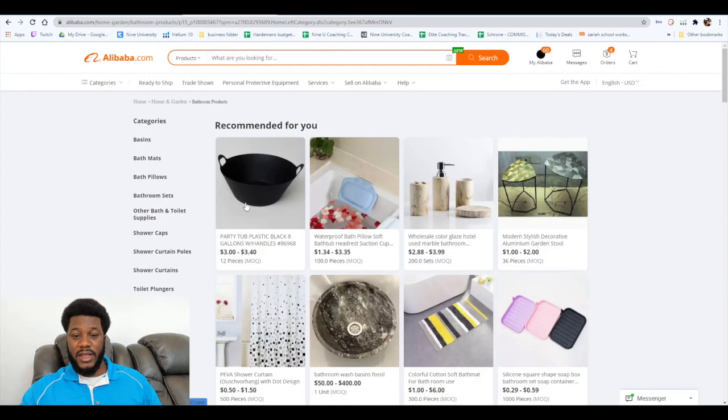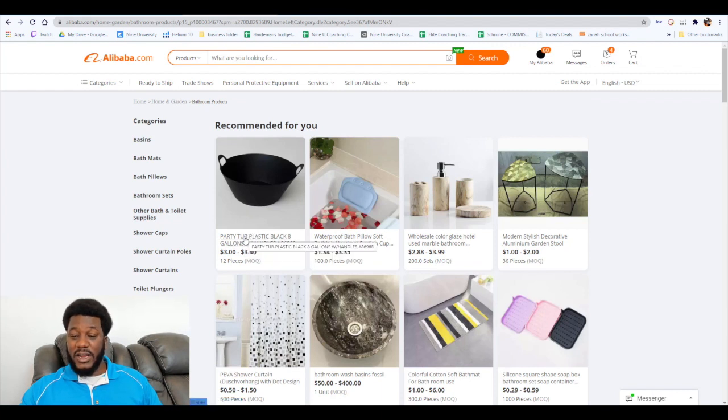First thing I see right here is a party tub, plastic pack, 8 gallons. I need it for $6. I can negotiate between $3 and $3.40, which means there's room for negotiation back and forth. I can probably get it for 300 units, $3 for 500 units. Maybe so, maybe not. We'll take a look at it, right?